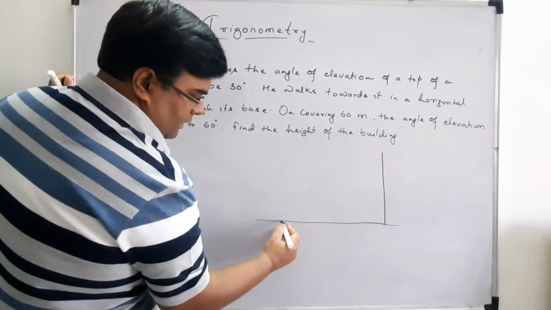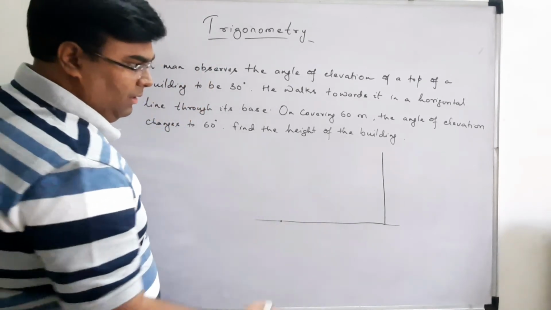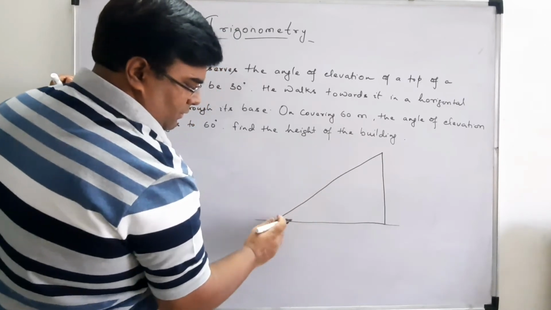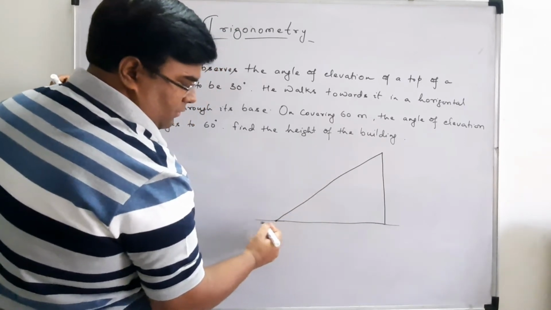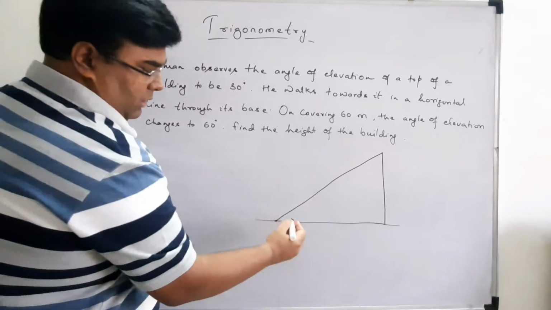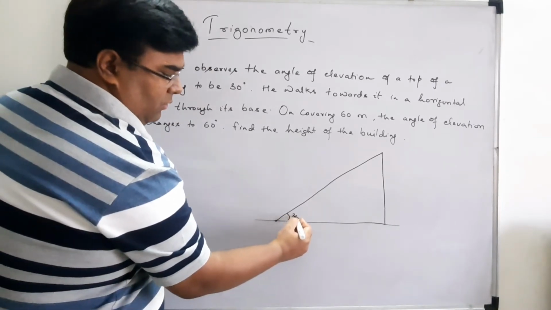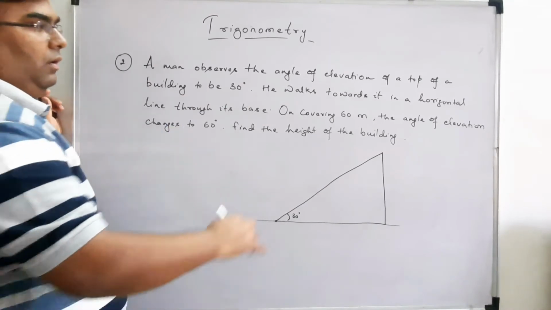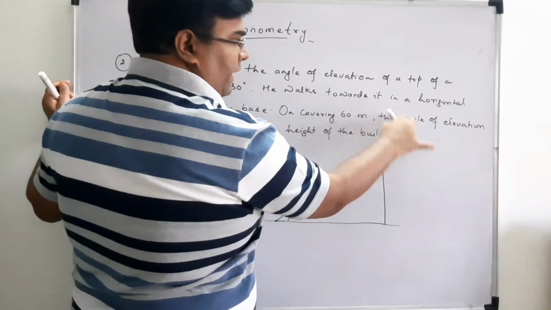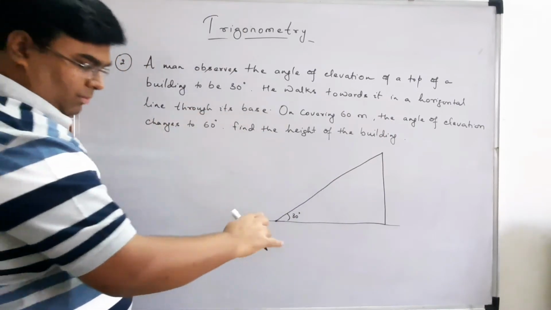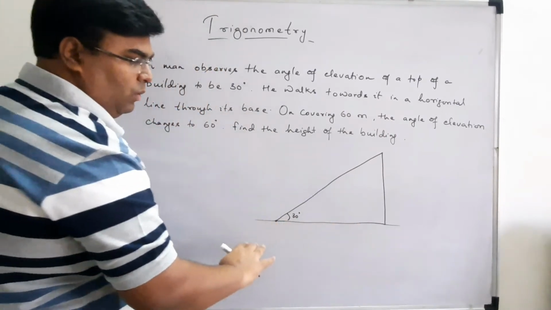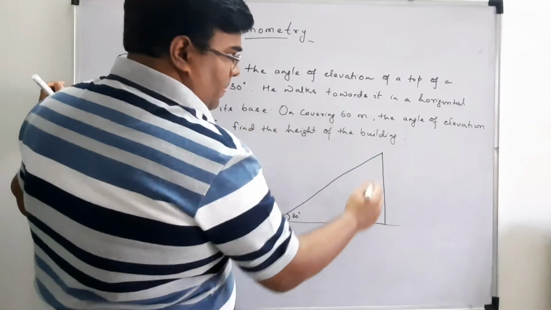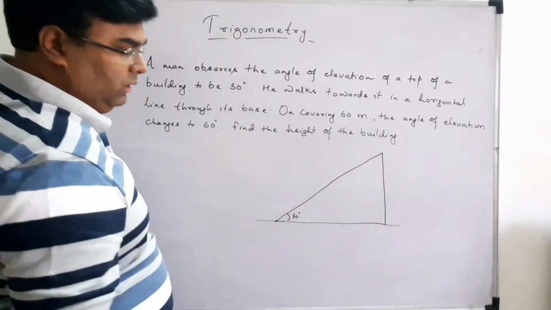Let's keep this man here and let us join this angle, right? So this angle is what? 30 degree, my angle of elevation, right? Now he walks towards it in a horizontal line, means on the ground he is walking towards the building. On covering 60 meter, the angle of elevation changes to 60 degrees.